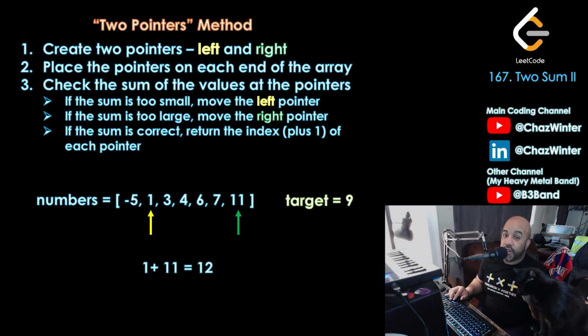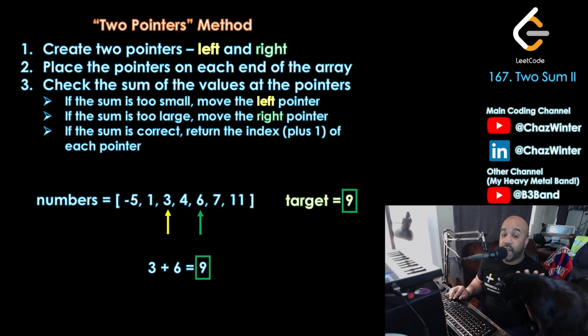12 is too large. So we're going to move our right pointer over in order to get to a smaller value. So now we have 1 plus 7, which is 8. 8 is too small. So we move our left pointer in order to get to a larger value in the array. So now we're at 3 and 7. 3 plus 7 is 10. 10 is too large. So we will move our right pointer. And now we're at 3 plus 6, which is 9. Our target is 9. So we have found our values.